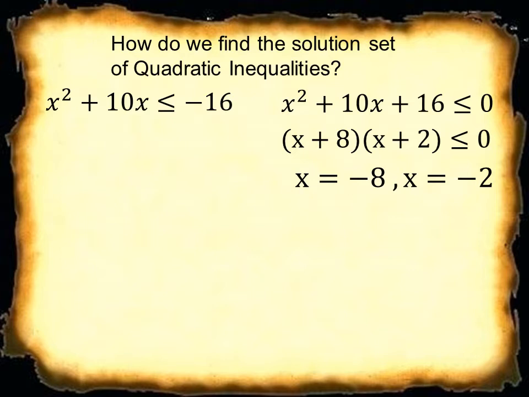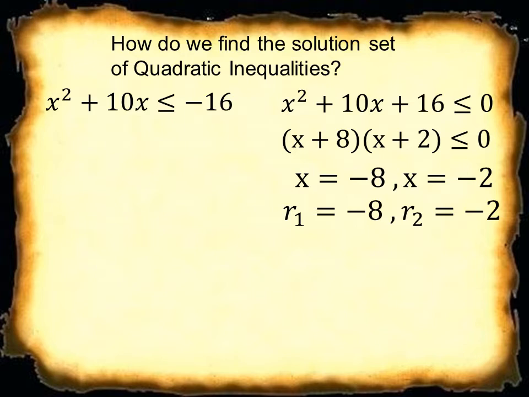This will also be your r sub 1 and r sub 2. But take note which is smaller. The smaller one is your r sub 1 and the greater is r sub 2. Here, the smaller is negative 8. So r sub 1 equals negative 8 and r sub 2 is equal to negative 2.